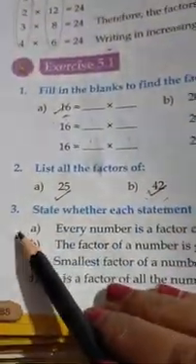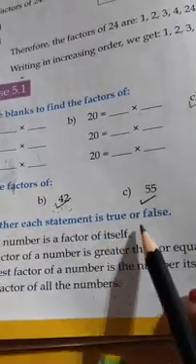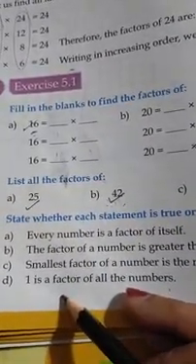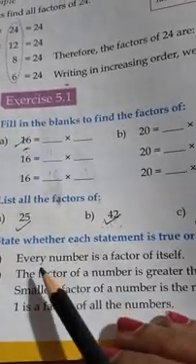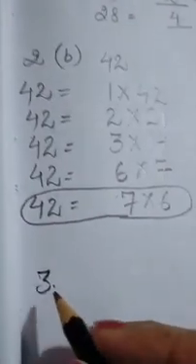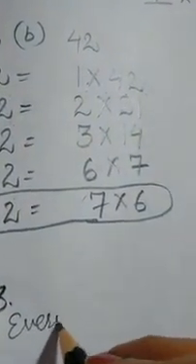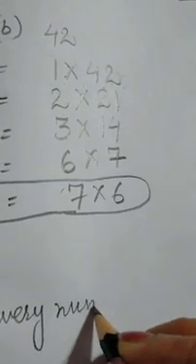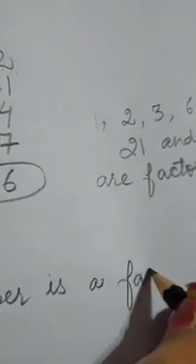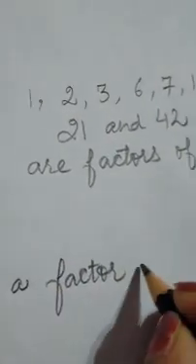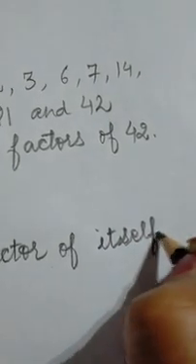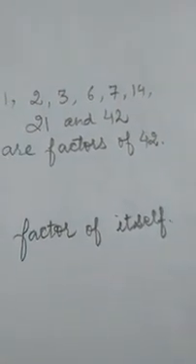Yes, there is sum number 3. State whether each statement is true or false. There are 4 statements and we have to tell whether these statements are true or false. What is the first statement? Every number is a factor of itself. Yes, every number is a factor of itself.